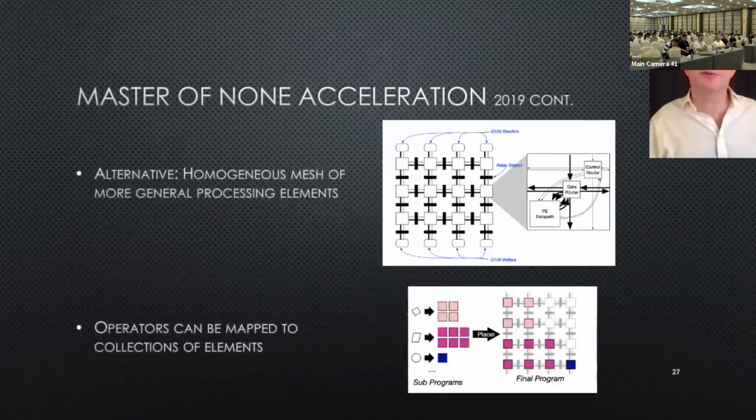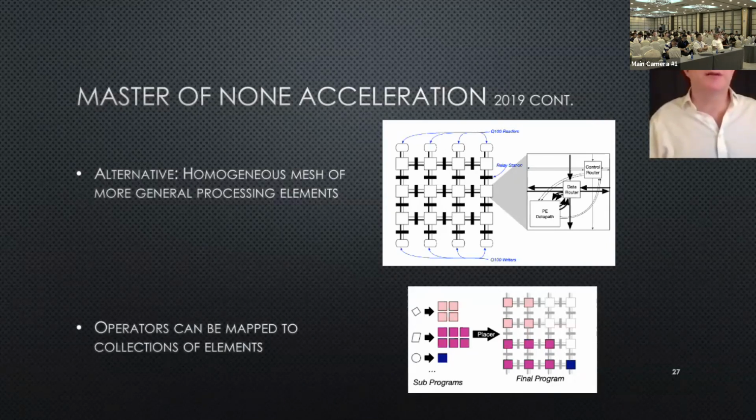So the alternative design is to abstract things differently. Instead of having all of these specialized units, instead have some more general units that are organized, say, in a mesh, like in the diagram on the top. This is a homogeneous mesh of processing elements that have small instruction sets that allow them to be used as components of all of the pieces that we talked about earlier in the Q100 operator set.